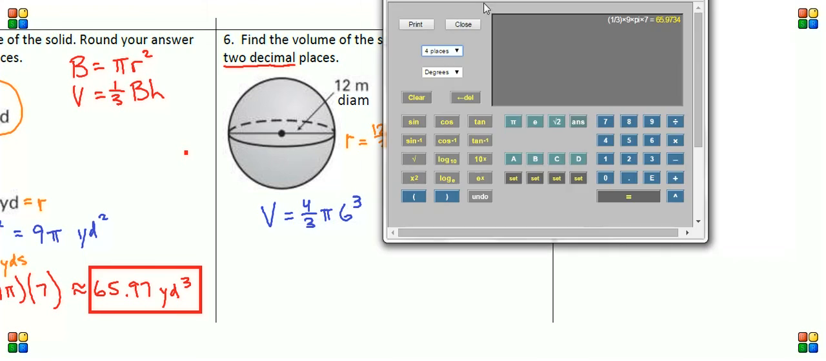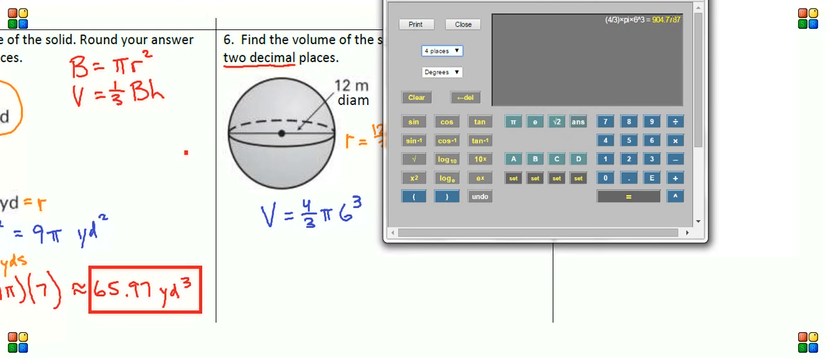Let's pull up our calculator. And we're going to do 4/3 first. That's 4 divided by 3, put that in parentheses, times pi times 6, and then remember we learned this caret or this hat button tells us that the next number is going to be an exponent, so we're going to raise that to the power of 3. Press the equal sign.